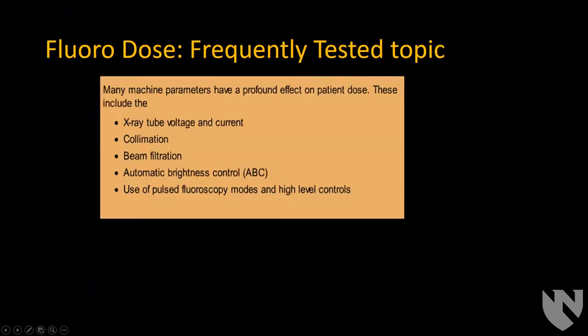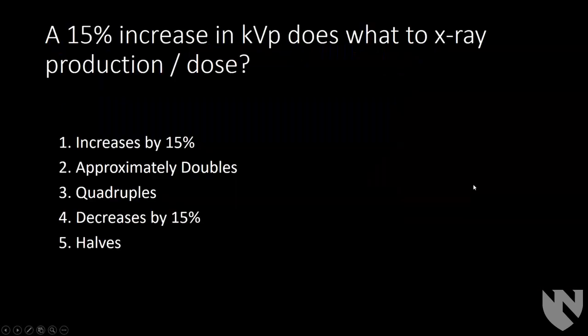Okay, so fluoro dose is a frequently tested topic. Many machine parameters have a profound effect on patient dose. So your X-ray tube voltage and current, your collimation, beam filtration, automatic brightness control, and if you use pulsed fluoro, those will affect dose. So if you increase your kVp by 15%, what will that do to your X-ray dose?